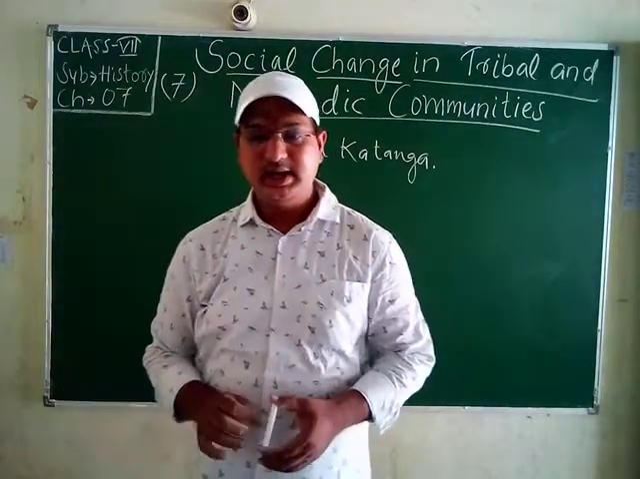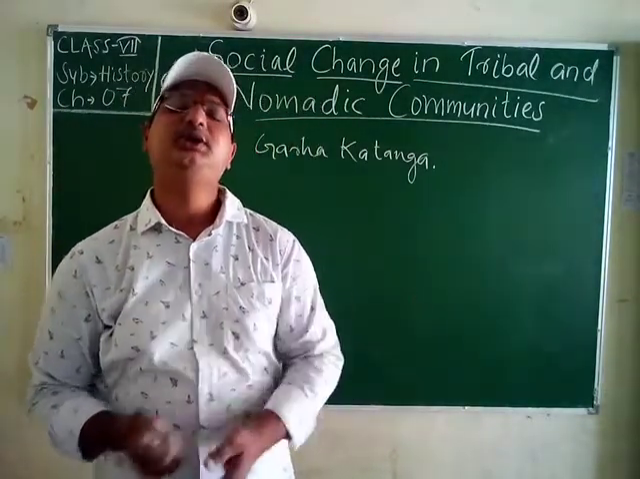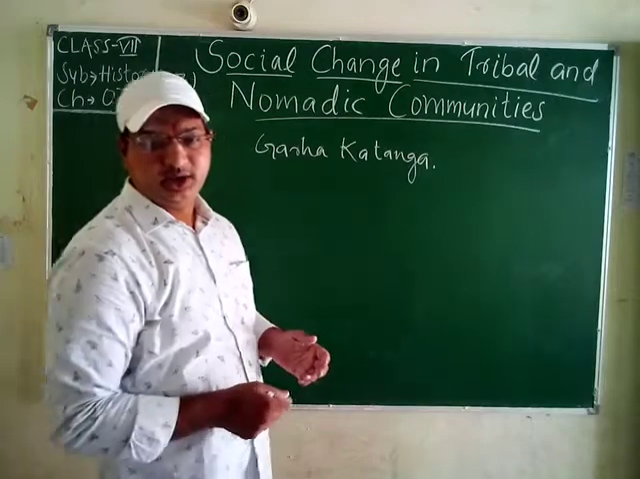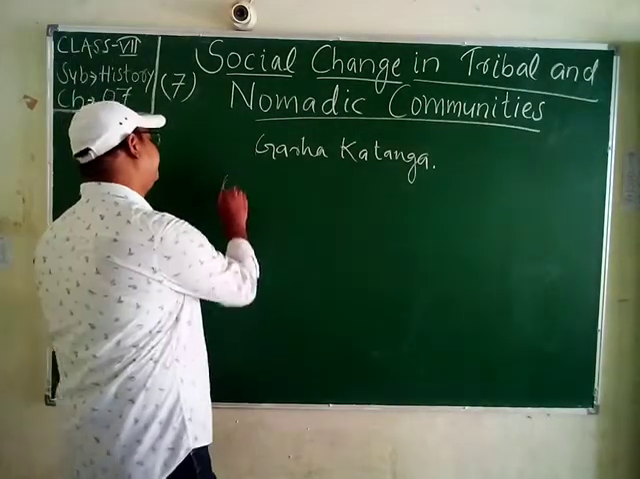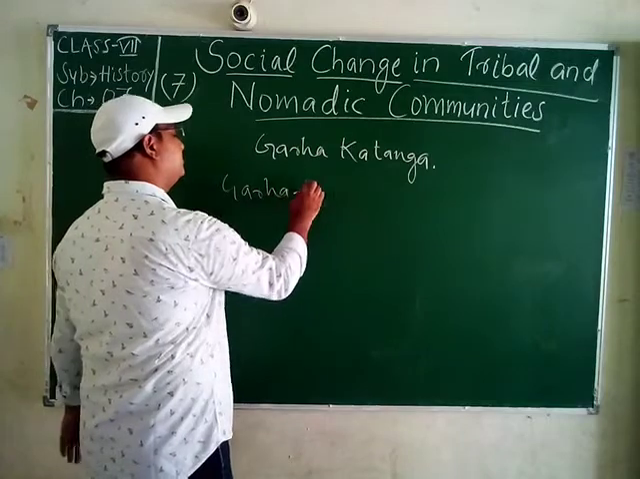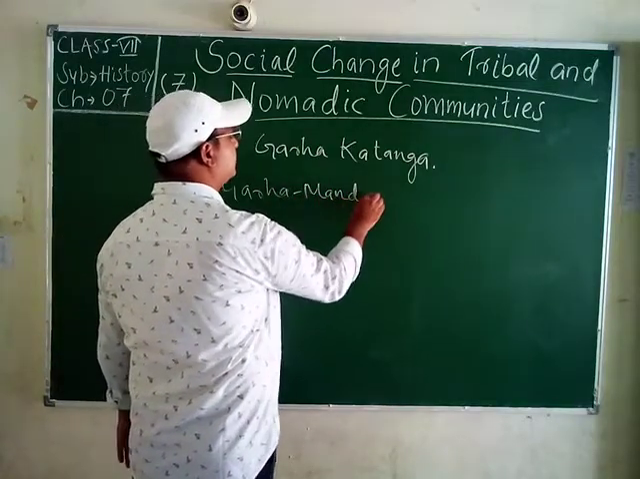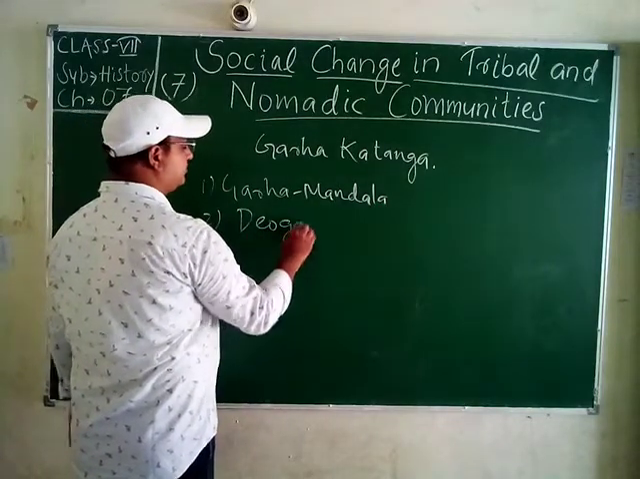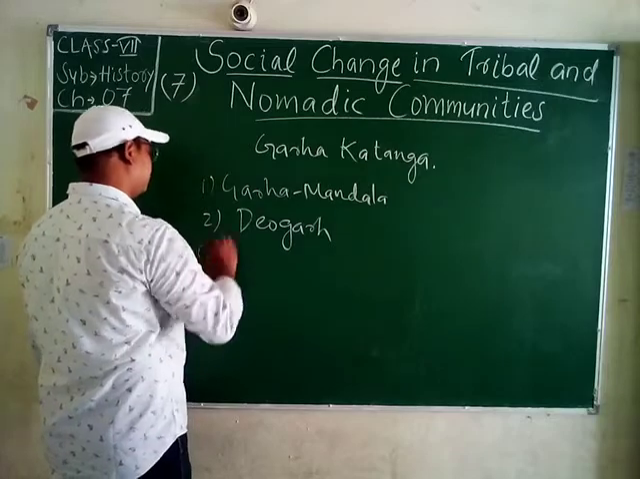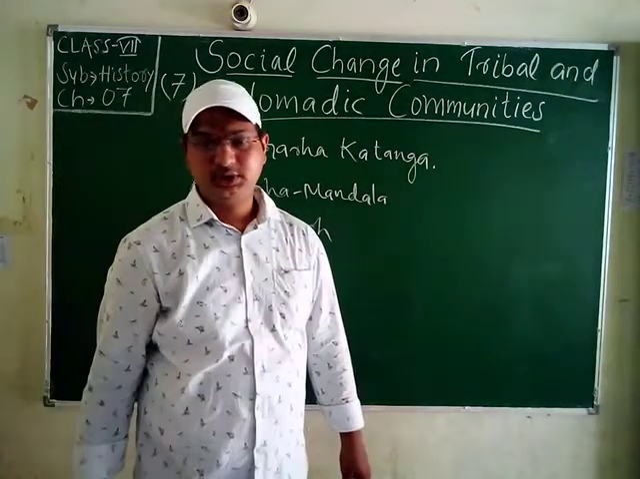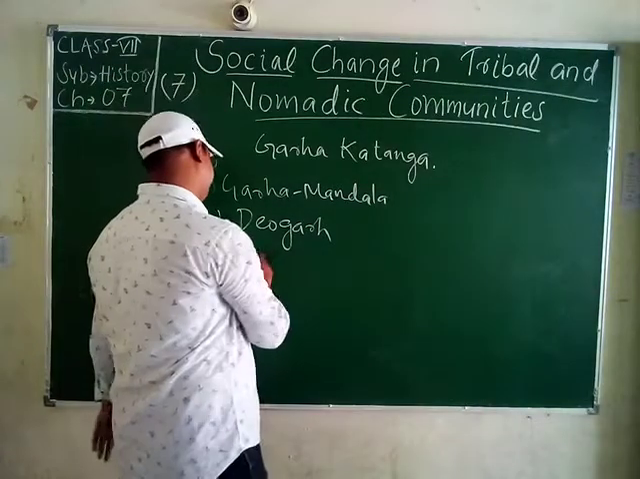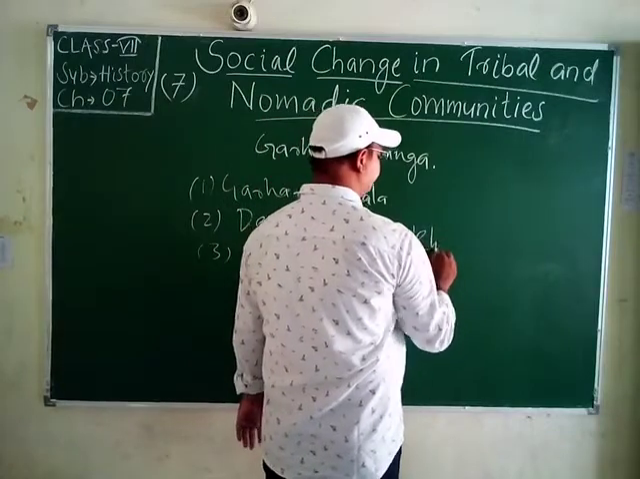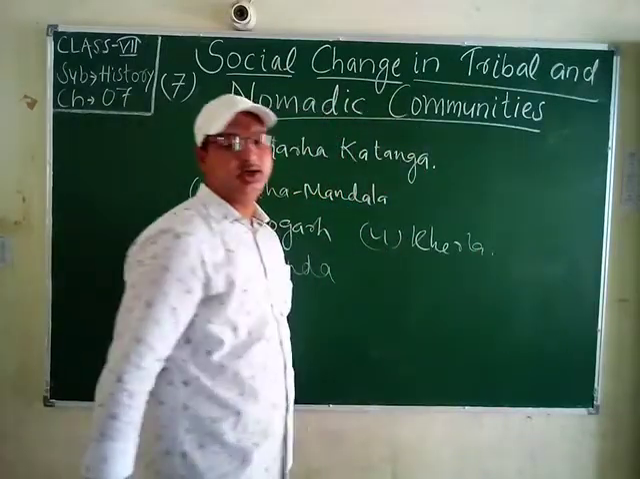Garha Katanga had 70,000 villages, meaning this was the kingdom of the Gonds. Gond dynasties ruled in 4 kingdoms. So, what were they? The first one is the Garha Mandala, and the third one is, students, the Chanda and Kevara. All these places are in central India.